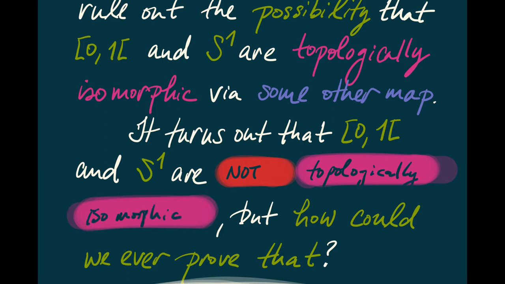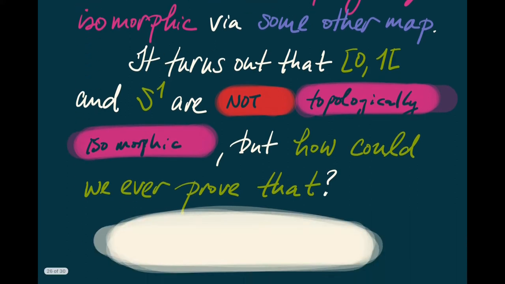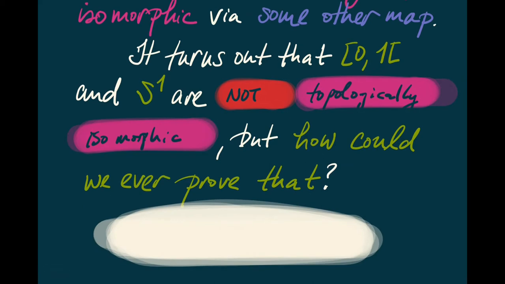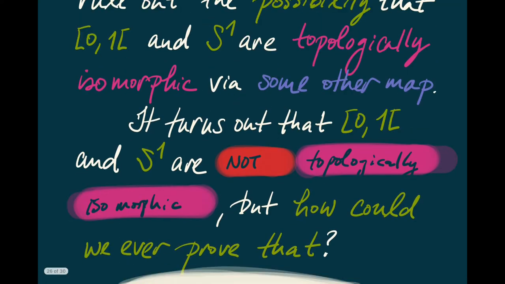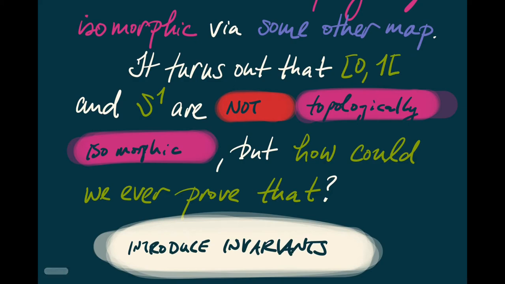But how would you ever prove that two things are not topologically isomorphic? There's probably an infinite number of continuous bijections between 0 and 1 and S1. You can't check that all of those inverses aren't continuous by hand. That would be crazy. Instead, what we're going to have to do is introduce our first serious concept of topology. We're going to introduce invariants. Things that can rule out the possibility that there are any maps whatsoever that could exhibit S1 and the half-open interval as topologically isomorphic. Those invariants are pretty powerful.